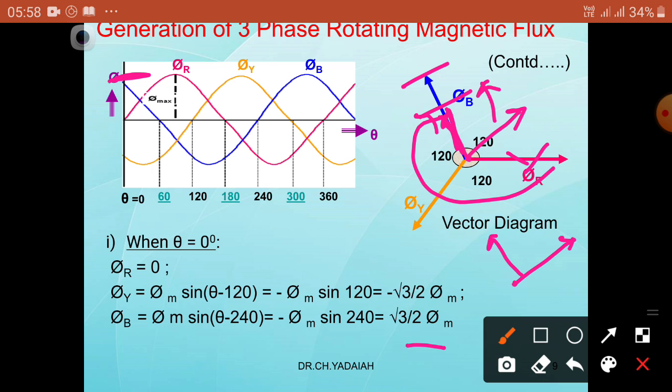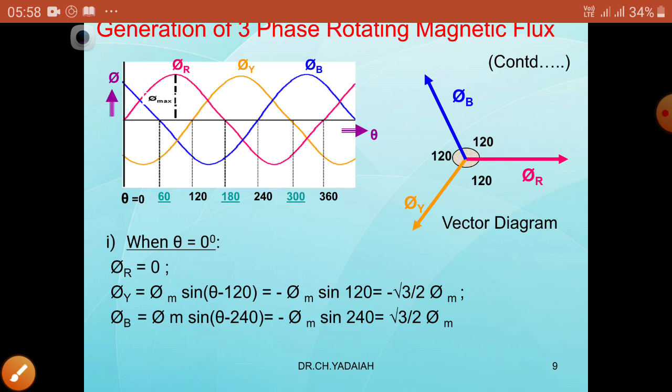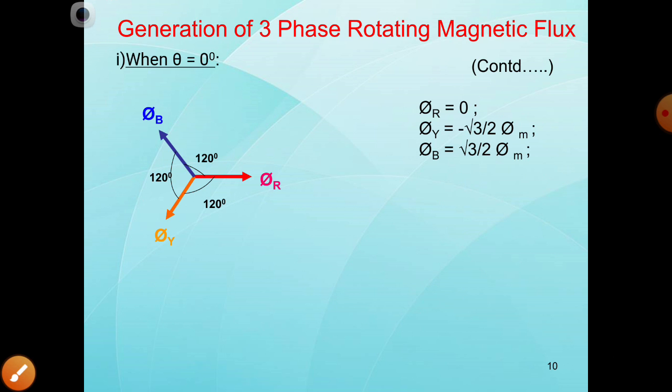Now we have one vector and a second vector. As per these two vectors, we are going to draw the resultant phi r. So here we are going to draw the vector diagram. Here you can see the phi r is equal to, suppose this is the center.